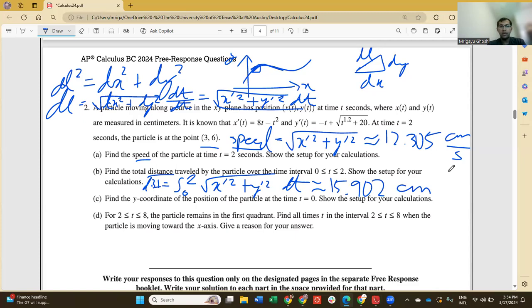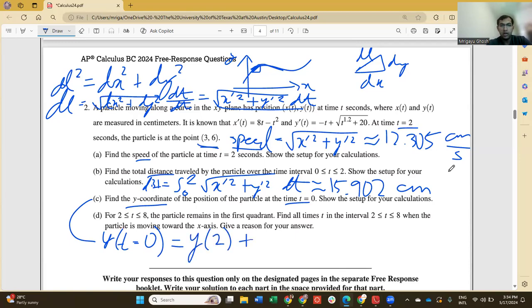Okay, good. So find the y-coordinate of the position at time t equals 0. So again, this is going to be a fundamental theorem of calculus problem. So if we want y of t equals 0, we need some sort of initial condition, which they give us in the problem. At t equals 2, y is 6. So we have y of 2 plus the change accumulated over that interval. So the thing we have to be careful about is that now, instead of 0 to 2, we're going from 2 to 0 of y prime dt, right? So we're taking y of 2 plus the change from 2 to 0.